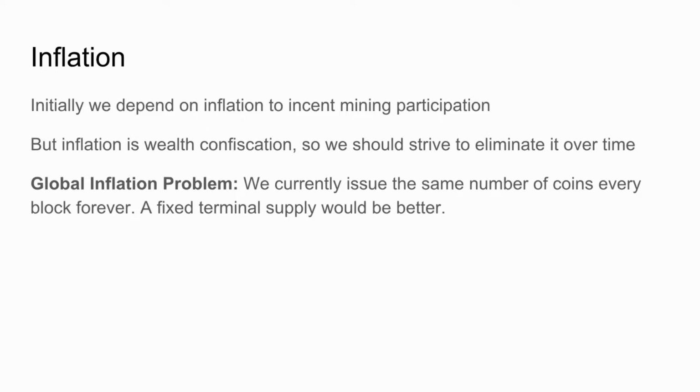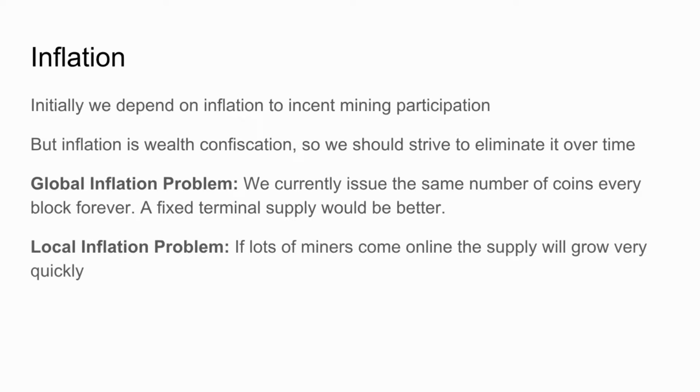And that's because we issue the same number of coins in the Coinbase transaction every single block, and it's hard-coded in our code as the block_subsidy. That's what the variable was called. And so a better way to do it would be to have a fixed terminal supply. It's just once we reach a certain block height, no new coins are created. That would just be much better, because then we would stop confiscating wealth from the holders of this coin. And so there's a separate problem, the local inflation problem.